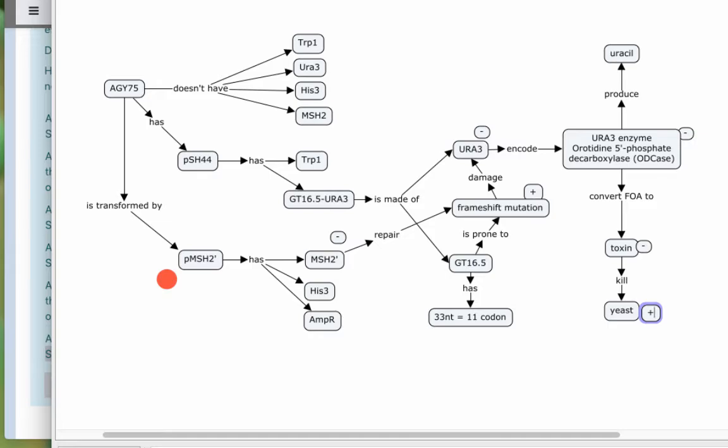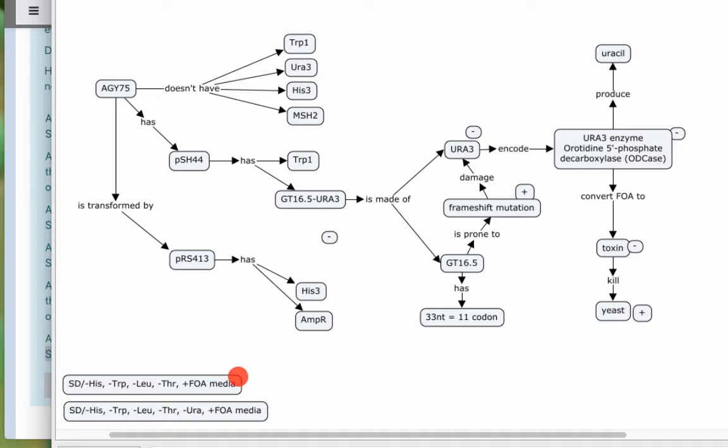The third yeast strain is AGY75 transformed with the empty vector. The empty vector is PRS413, and this plasmid doesn't carry any MSH2 gene, which means this connection doesn't exist. The performance is still the same. There is no one to repair the frameshift mutation, and the outcome is that the yeast will be able to grow. Now let's look at the 2 environmental conditions, or the 2 types of media, in this question.